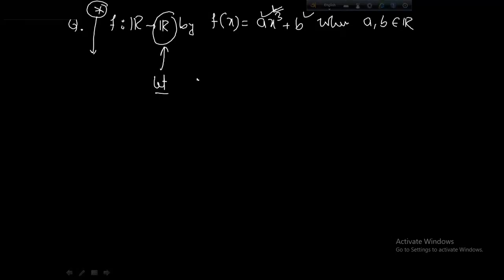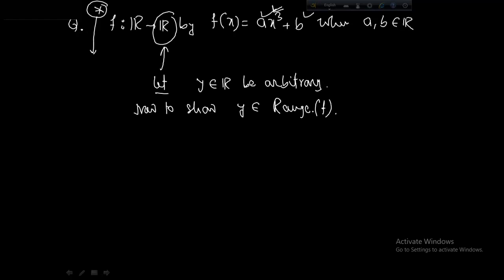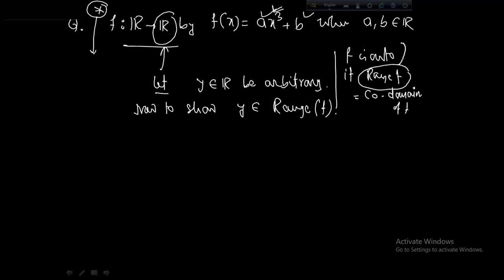Let y belong to R be arbitrary. Now to show y belongs to range of f, because any function f is onto if range of f is equal to codomain of f. Now for this function we have to prove this. Range of the function f, that means collection of all images, will be the entire codomain.